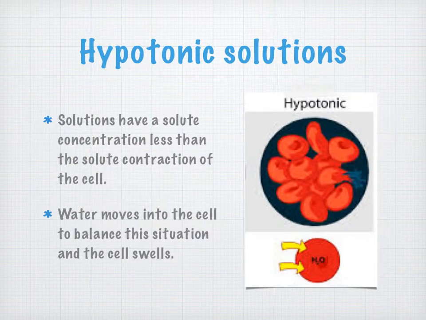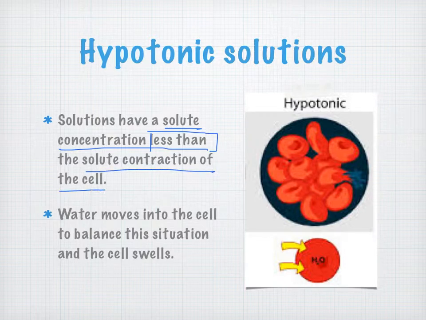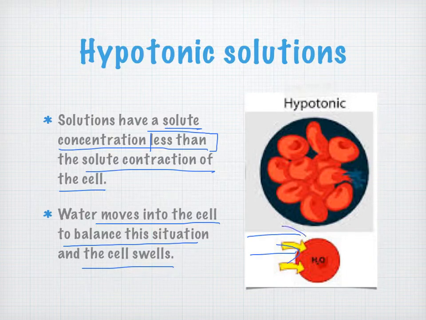Hypotonic solutions. These solutions have a solute concentration less than the solute concentration of the cell. So water moves into the cell to balance this situation and causes the cell to swell. Okay, so water is moving into the cell in a hypotonic solution.